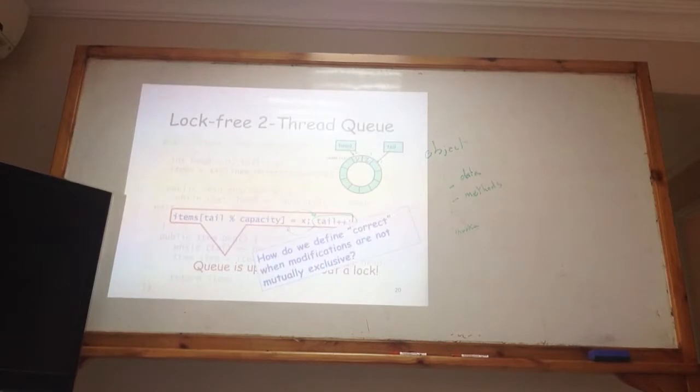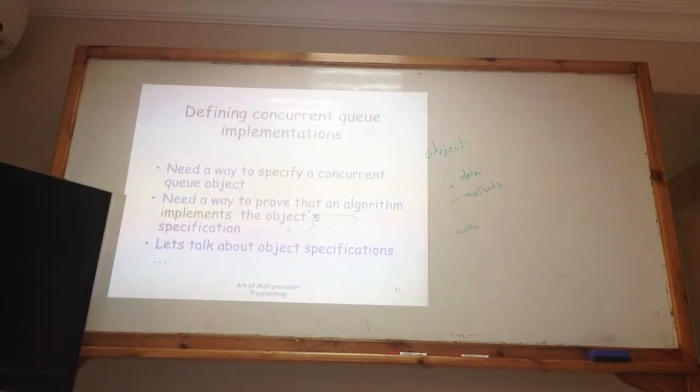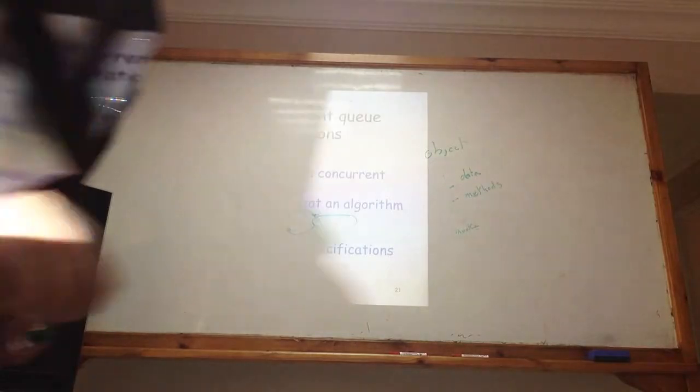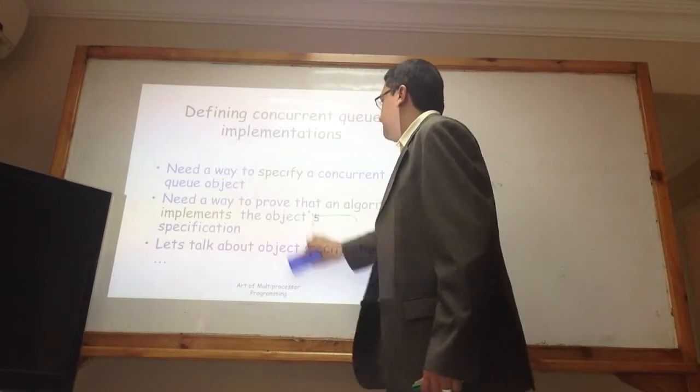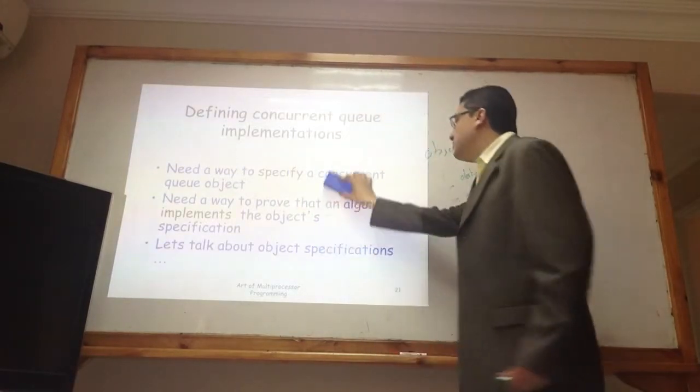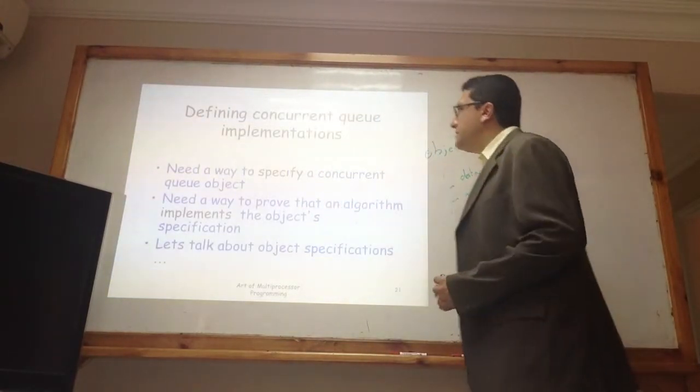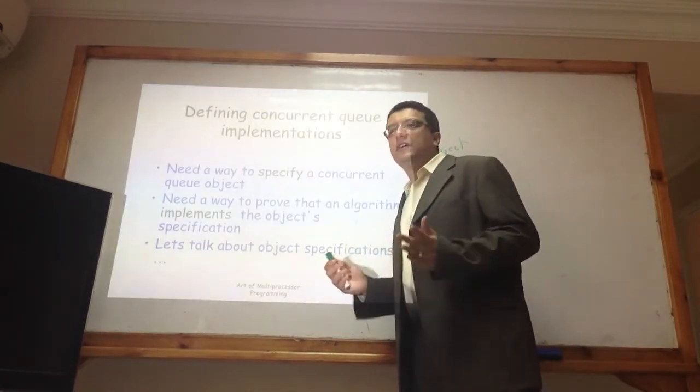So the queue is updated without a lock, and the question is how can we define what is correct? What we did here is define it in an intuitive way. We can say, this is the way it works. But usually, if we want to be more precise, we need to think about how to describe correctness, or how to show that this operation is correct. So usually, in order to do that, you need to make some specification, to say, this is how it works.